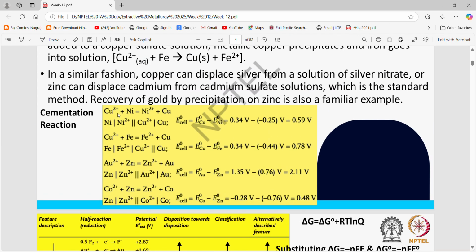So, for example, copper can be displaced with the help of nickel, or copper can be displaced with the help of iron, while gold can be displaced with the help of zinc, or cobalt can be displaced with the help of zinc. The metals which we are using for the cementation process are present in a higher position in the EMF series, or we can say they have higher electronegative potential.